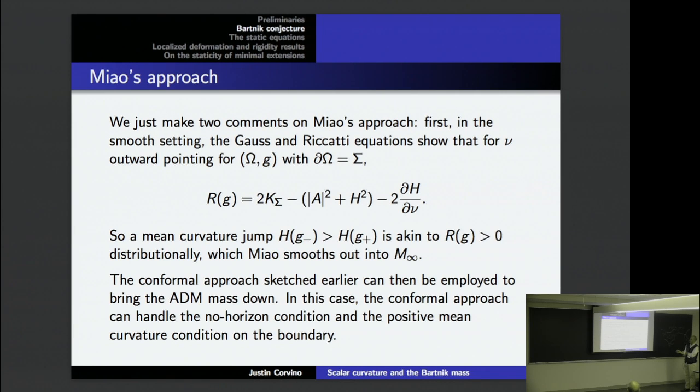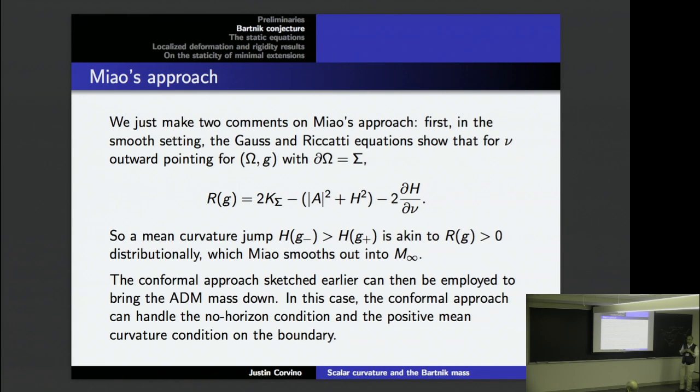In the smooth setting, if you look at the mean curvature of a family of hypersurfaces around sigma, you have this equation. So if you have a mean curvature jump at a point on the boundary, that'll make this term distributionally extremely positive. And whatever this is, fine. That makes the scalar curvature positive distributionally at that point or nearby, and then Pengzi finds a way to smooth that out into the interior and infinity.